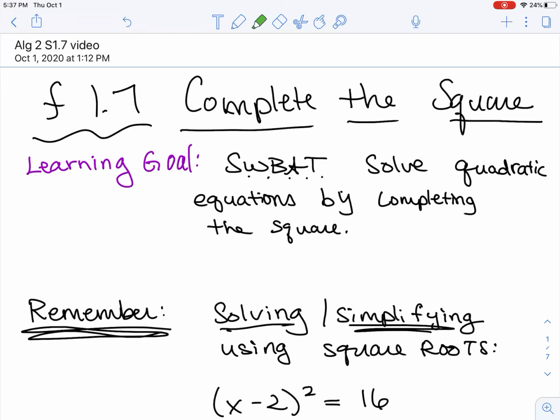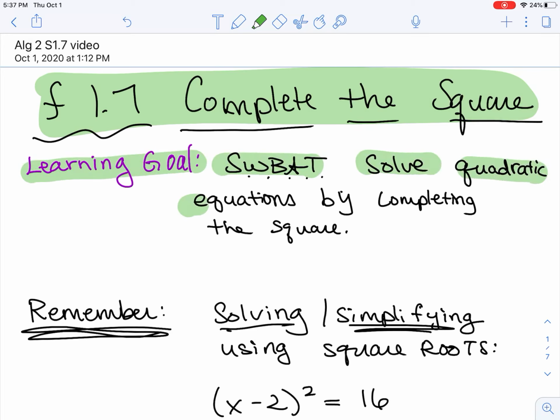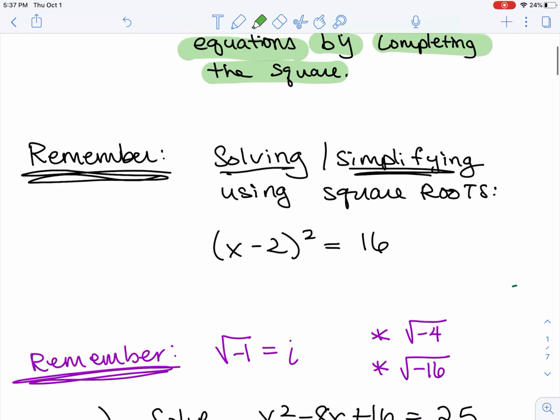Hey everybody, we're back and we're learning about completing the square, or how to complete the square. So section 1.7, how to complete the square. Our learning goal today is students will be able to solve quadratic equations by completing the square. So that's a process that we're going to learn today.